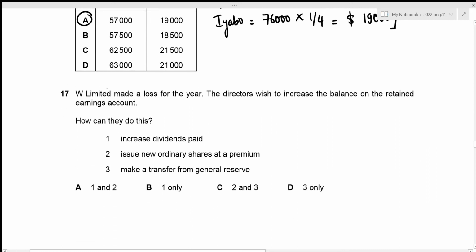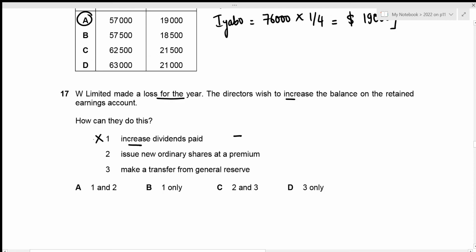W Limited made a loss for the year. The directors wish to increase the balance on the retained earnings account. How can they do this? The first one is increased dividends paid. So dividends paid are subtracted from the retained earnings, and if we increase the amount to be subtracted, then the total balance on the retained earnings account will decrease, and we are wishing to increase it, so this is incorrect, right?